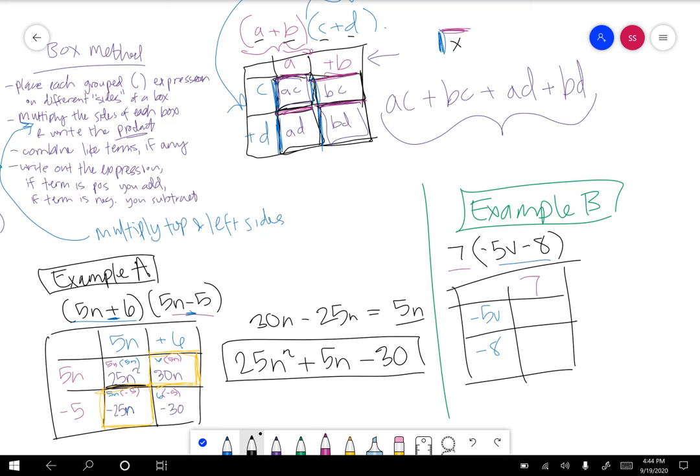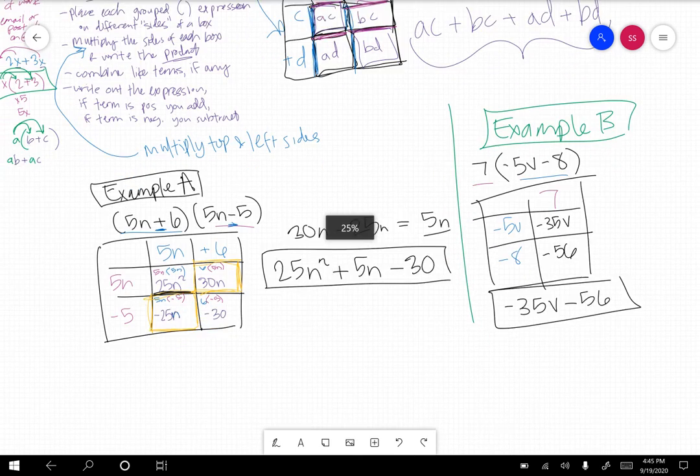Okay, here we go. 7 times -5v, so multiply the coefficients, we'd have -35v, and then 7 times -8 would give us -56. There's no like terms, 56 doesn't have a v, so we can't combine them. So from there, we would just write out our answer. -35v minus 56. And voila, you are done.